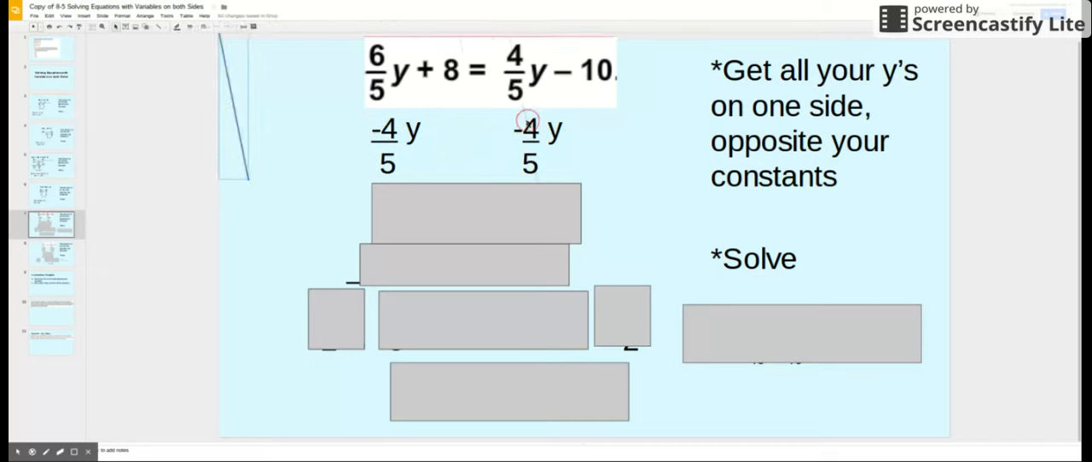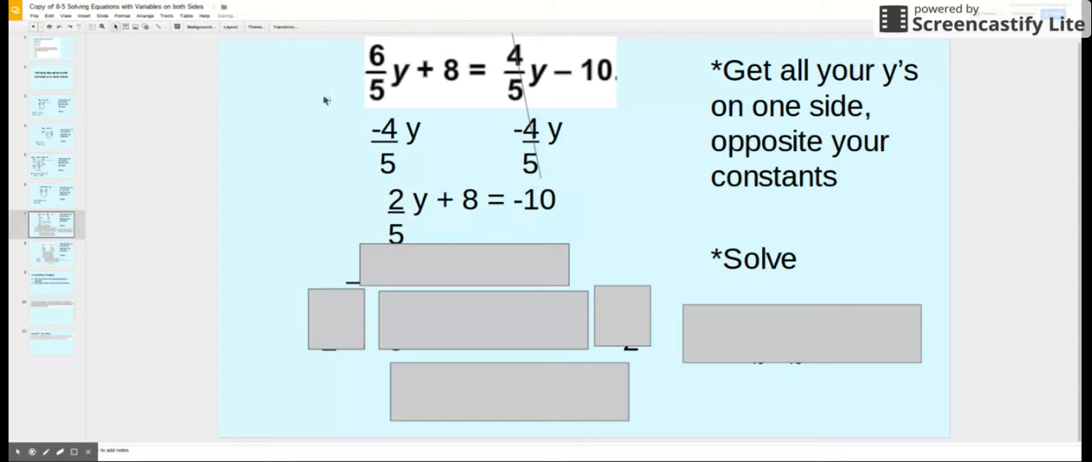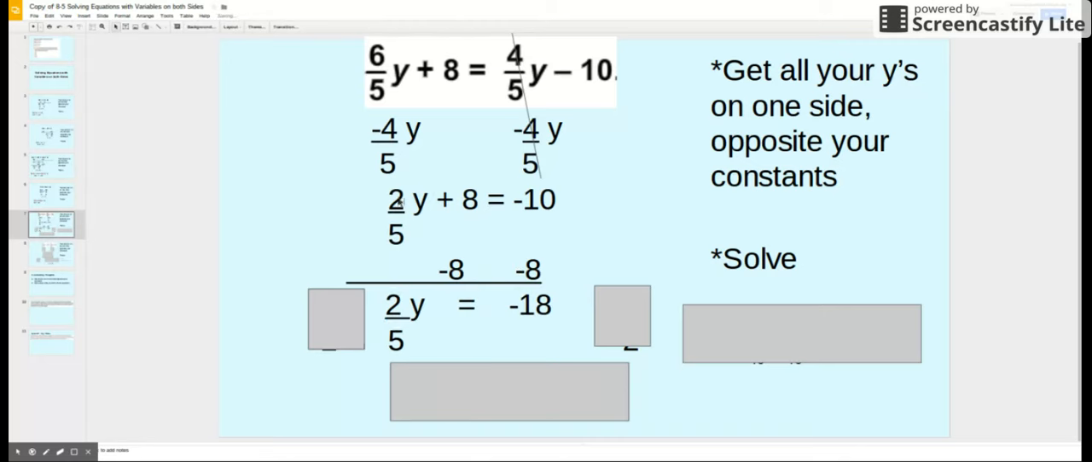And then my 4/5 y's are going to cancel, because 4/5 y minus 4/5 y just gets me 0. I'm left with negative 10 on the right side of the equation. And then 6/5 y minus 4/5 y gets me 2/5 y. I'm left with 2/5 y plus 8 on the left. So here in this equation, I know how to solve this. Subtract 8 from both sides, right? Because you undo your addition or subtraction first. And then you are left with 2/5 y on the left is equal to negative 18 on the right.